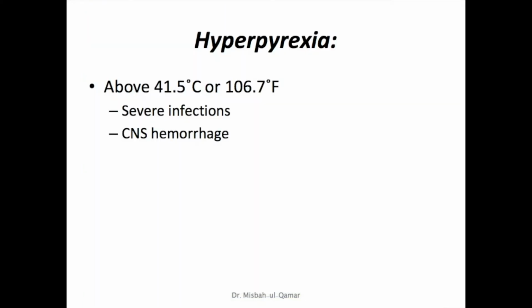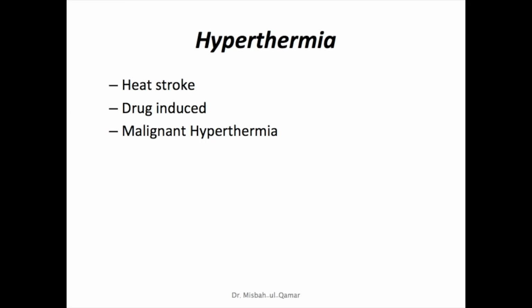So, next one is hyperpyrexia, which is a fever of above 41 and a half degree centigrade, or you can say in Fahrenheit, it is around 106 to 107 degree Fahrenheit. And it is seen in severe infections or in case of hemorrhage in the central nervous system. Now, a similar sounding condition is hyperthermia, but keep in mind that it differs from hyperpyrexia because in hyperthermia, the set point remains unchanged. So that's why this condition does not respond to antipyretics.